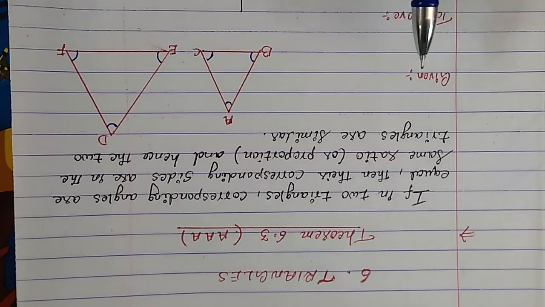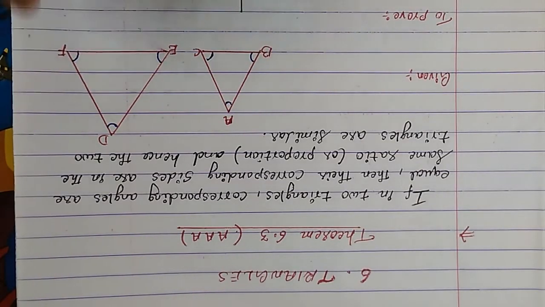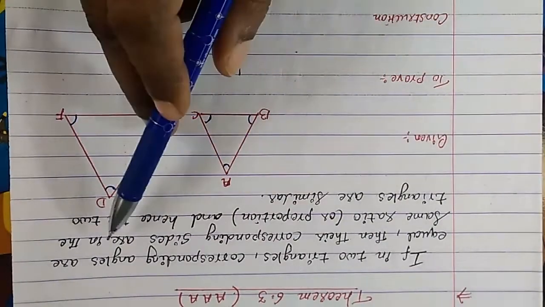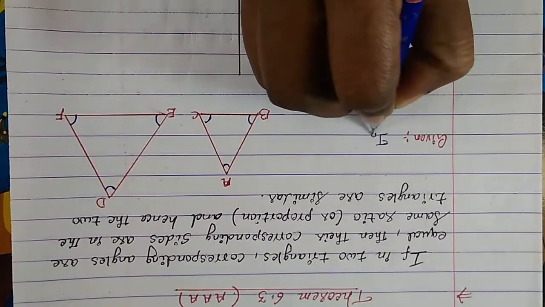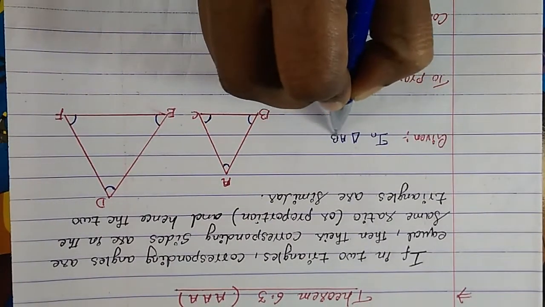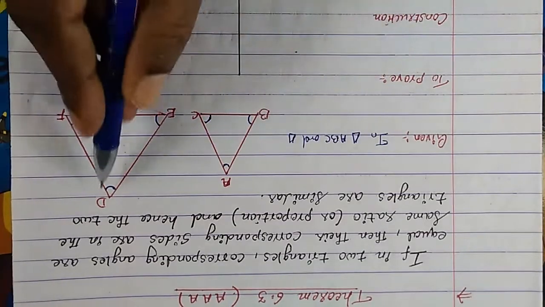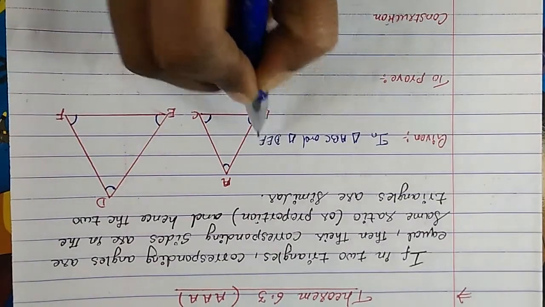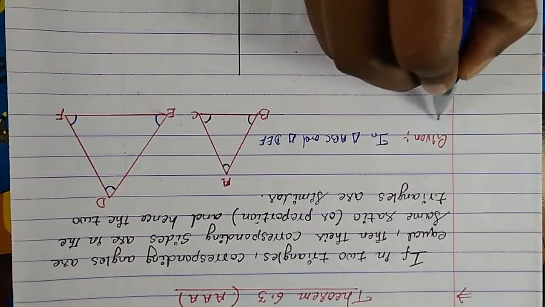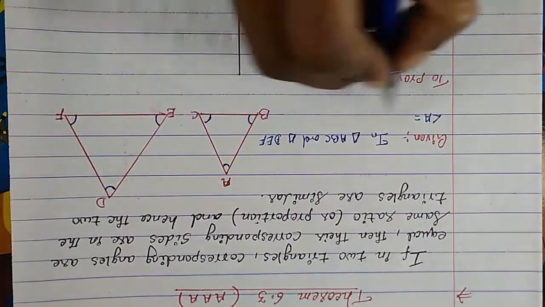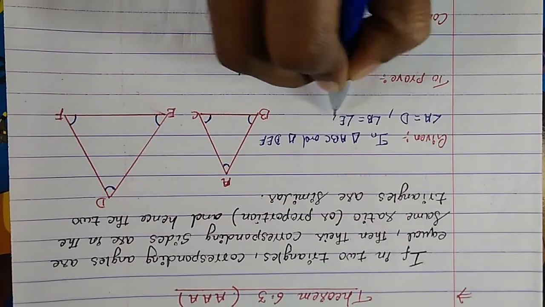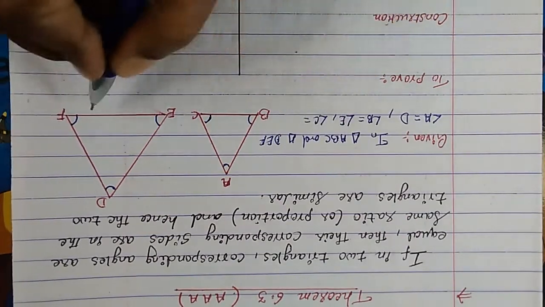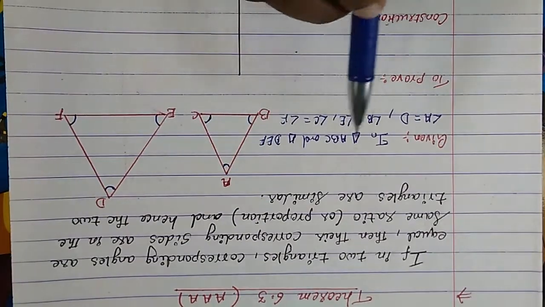So let's write down first what is given. In this theorem, we are going to prove the similarity. What is given here? Corresponding angles are equal. Already it is given. So in triangle ABC and triangle DEF, corresponding angles are equal. Angle A is equal to angle D, angle B is equal to angle E, and angle C is equal to angle F. So this is given to us.